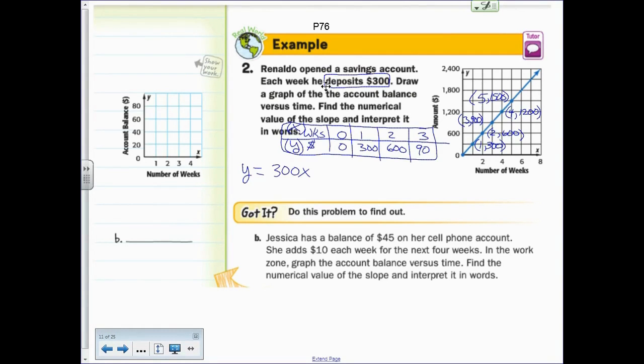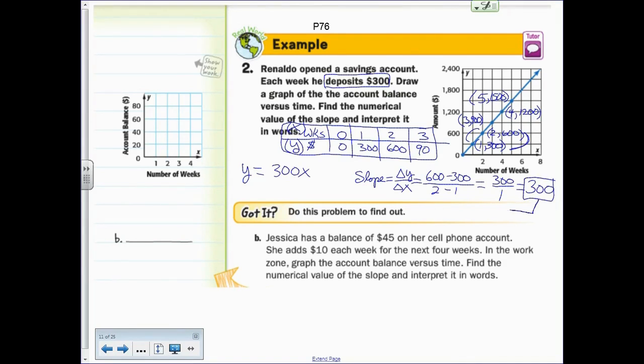But to find my slope, I would do change in y over change in x between two of the points on that graph. I'm going to pick these two. The change in y would be 600 minus 300. The change in x would be 2 minus 1. So you get 300 over 1, which is just 300.